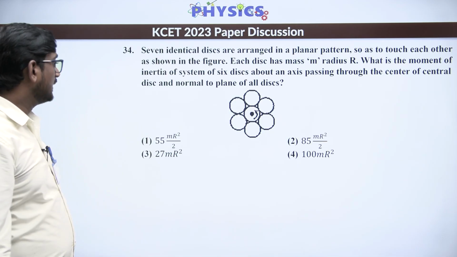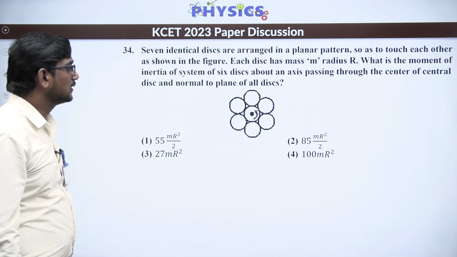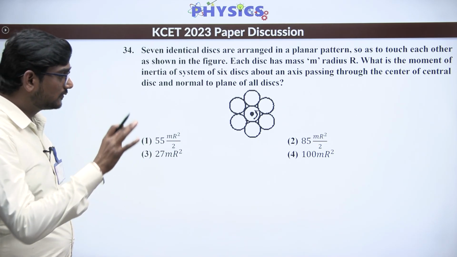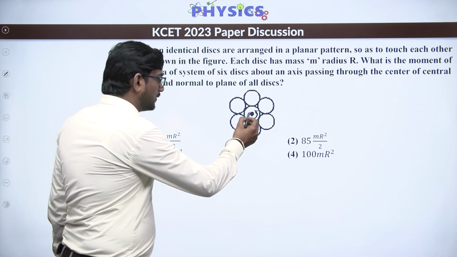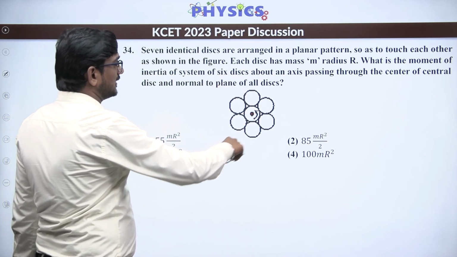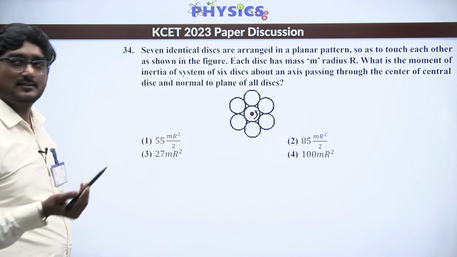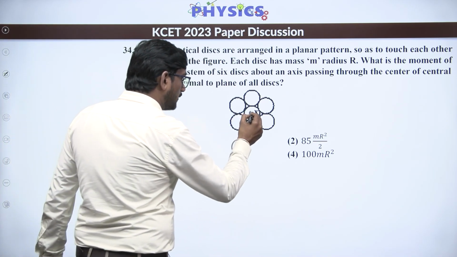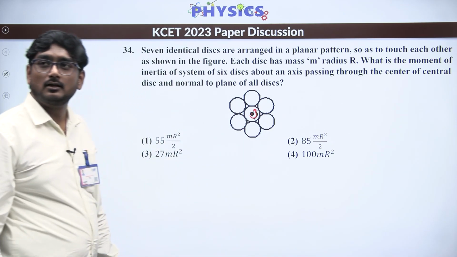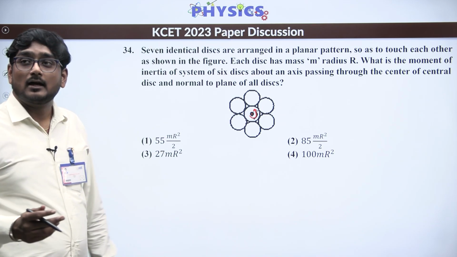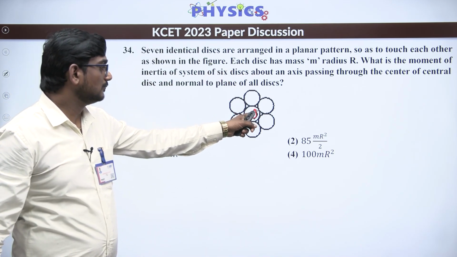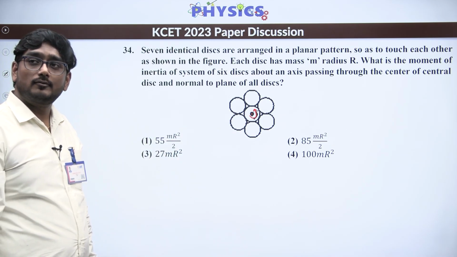Moving to the next question, here we got to find out the total moment of inertia of this system about this particular point. What is given over here? There are, you can say, total 7 identical discs, right? And we have to find out moment of inertia about an axis that is perpendicular to the plane of this disc and passing through the center of this middle disc, right? So how we will find out?